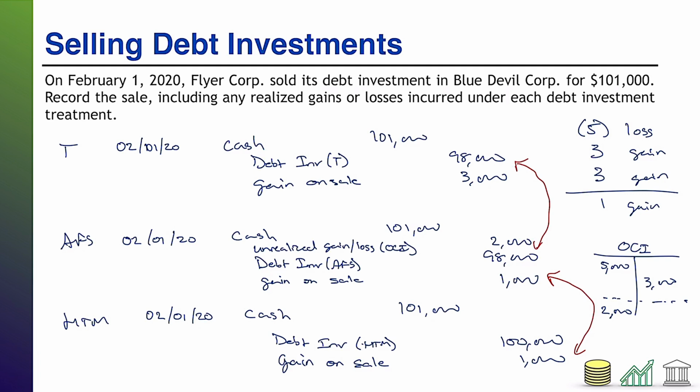But the difference is trading is always affecting net income. AFS does not affect net income until the day of sale. And this is how it plays out.